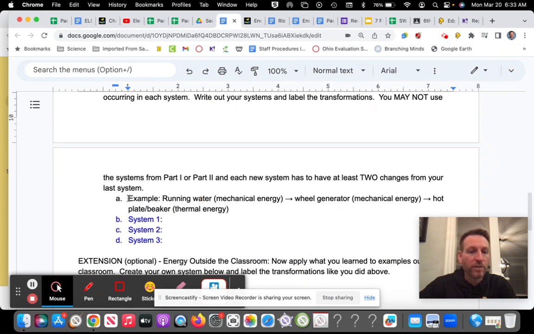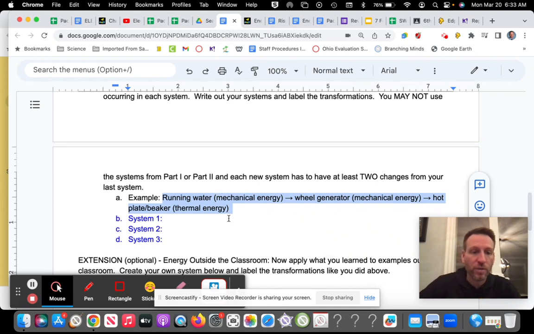When you write them out, I want you to write them exactly how this is written out. Name what it is, then in parentheses what the energy form is. Okay, and if you don't know how to make a little arrow, don't worry about it. You can just put a dash, that's fine. Then you go to the next part of your system, name what it is, in parentheses, put the energy form. Okay, and you're going to do that for 3 different ones.